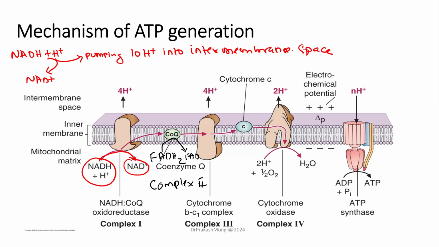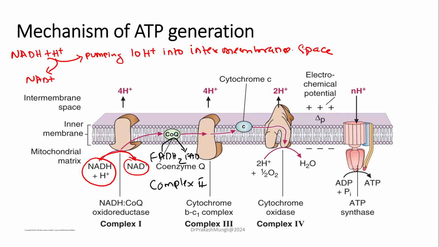So although there are only 2 protons in the oxidation of NADH into NAD plus, the amount of energy that it gets from that oxidation is sufficient to pump 10 protons. Now, if you carefully observe this figure, complex 1 is pumping 4 protons. Complex 3 is pumping 4 protons. Whereas look at complex 4. It is pumping 2 protons.